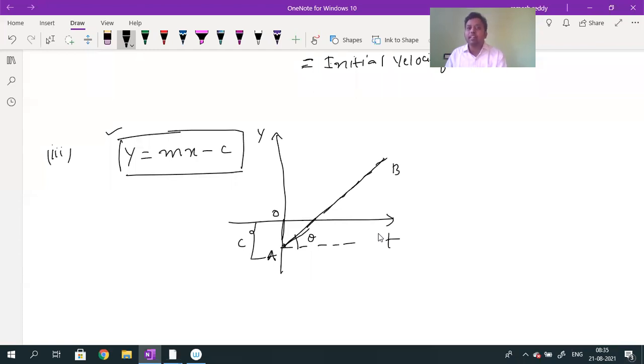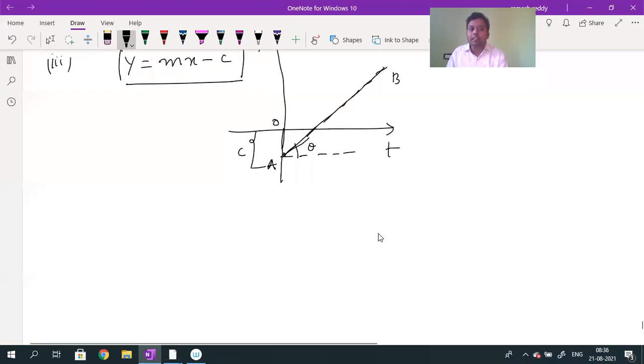What are the examples? That you will come to know in our regular syllabus. Just you should know that when y is equal to mx minus c, the graph is a straight line, but not passing through origin. So the third point is over. Fourth point: sometimes the graph may be of y is equal to minus mx plus c, or y is equal to minus mx minus c. The slope is negative.